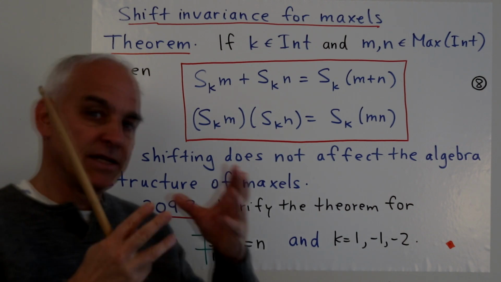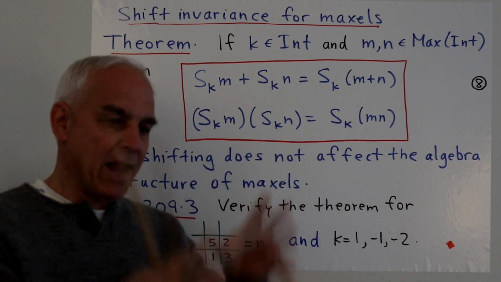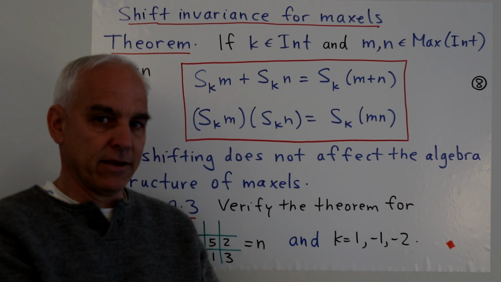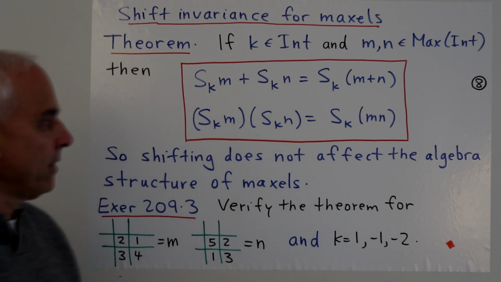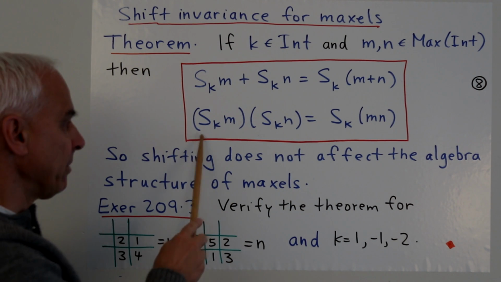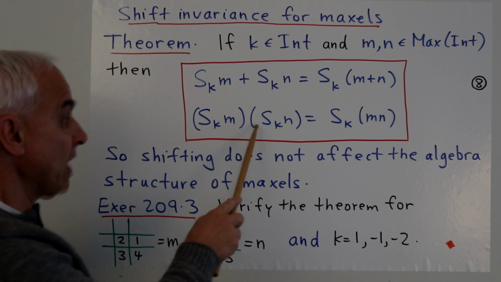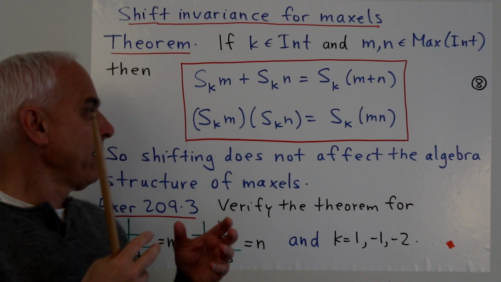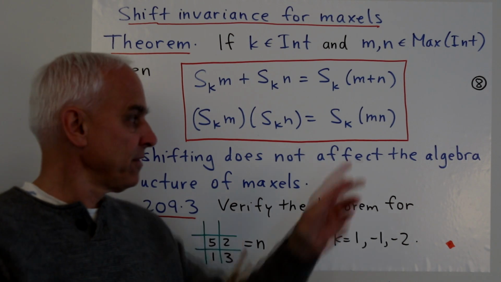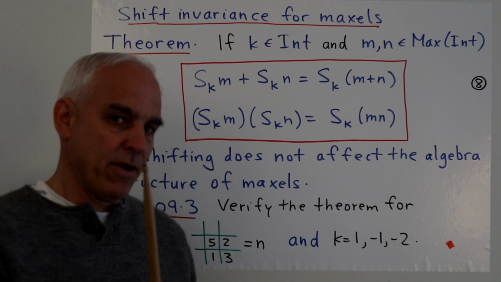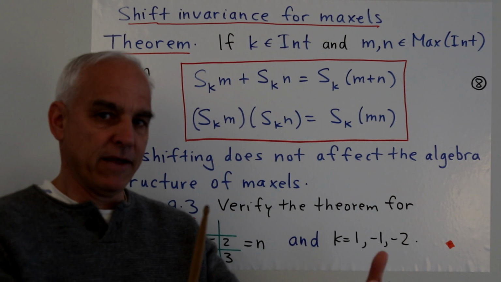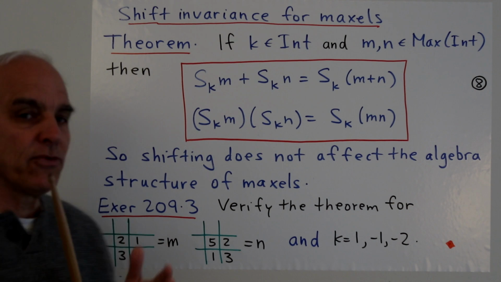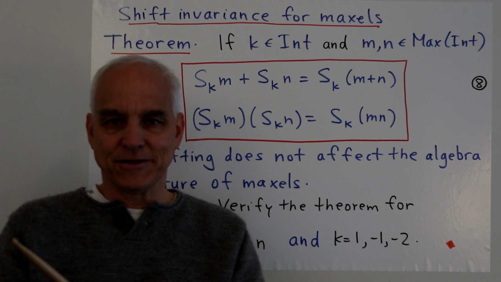So it respects addition. If you add 2 maxels and then shift, it's the same as first shifting and then adding. That's almost obvious. This is a little bit more subtle, that s_k m times s_k n is s_k of mn. If you multiply m and n and shift, it's the same thing as first shifting m and shifting n and multiplying them. So to summarize, this shifting does not really affect the algebra of maxels.